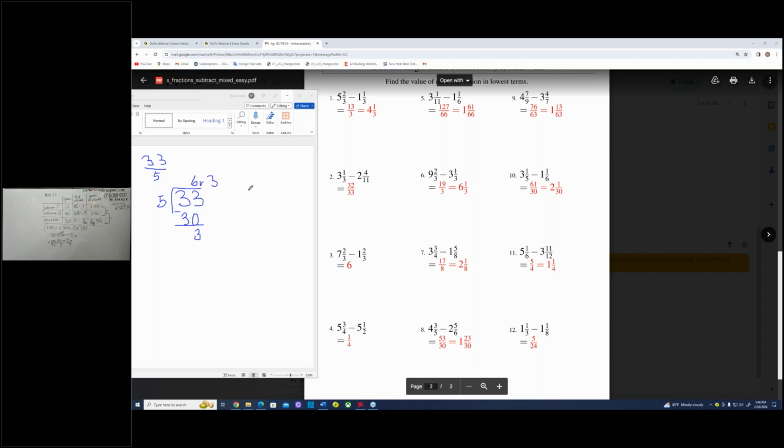Okay. You get 6 and 3 over 5. What we did, we converted improper to mixed number. Now we go back. From mixed number, we're going to go to improper fraction. Okay. Who will help me with this?